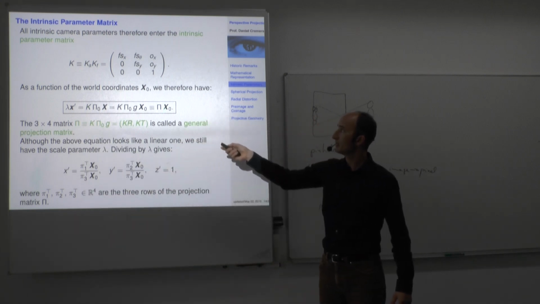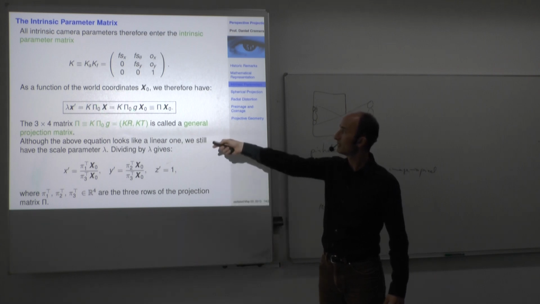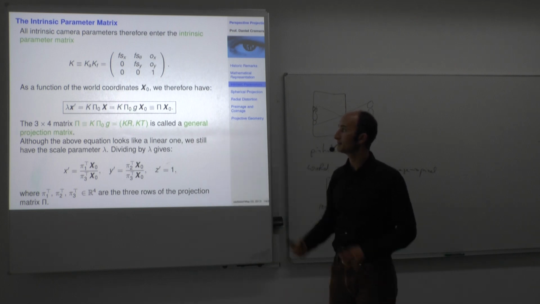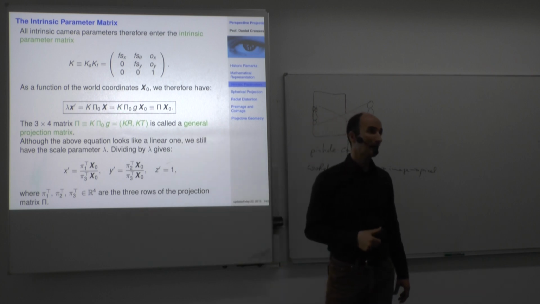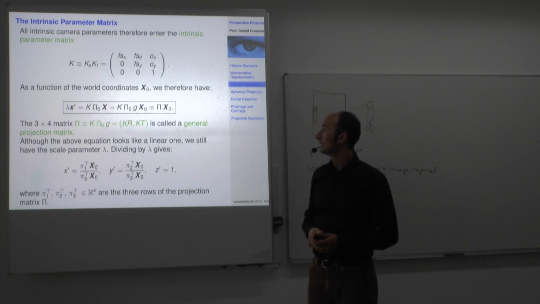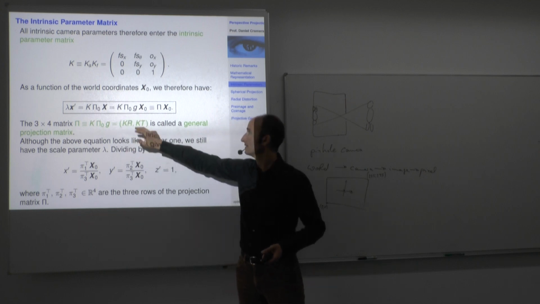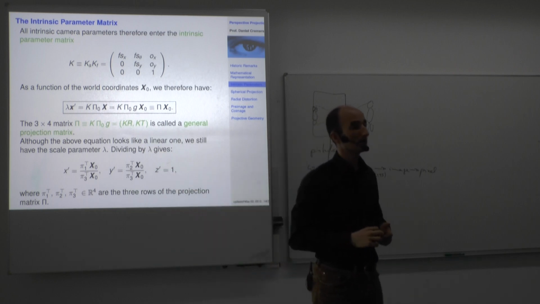There is a projection matrix we call large pi, and it's made up of a rigid body motion acting on x0, bringing it to the camera coordinates x, then a generic projection pi 0 that maps to 2D, and then the intrinsic parameter matrix K. And so you see, this is called the intrinsic parameter matrix. The extrinsic parameters are in G, the rigid body motion.